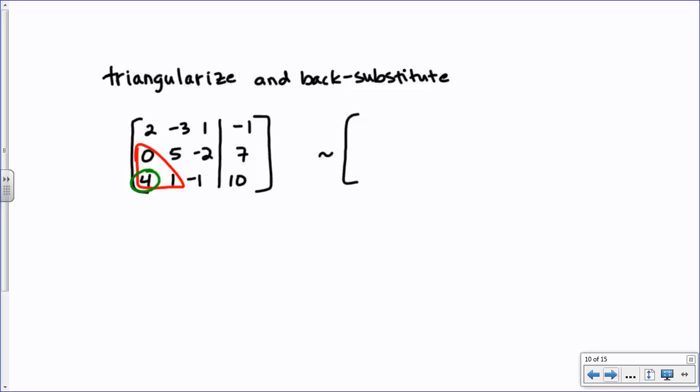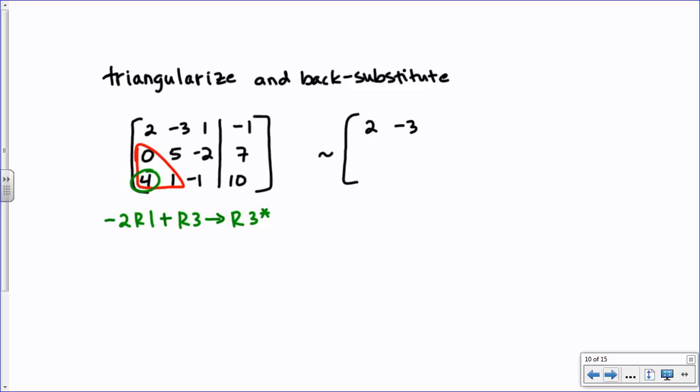So what should I multiply row 1 by? Negative 2. So negative 2 times row 1 plus row 3. And what row do I want to change? 3. That's where I want the 0 to be, so I'm changing row 3. So before I do the multiplying, so I don't get confused, I'm only changing row 3, so I'm going to copy down row 1 and 2.